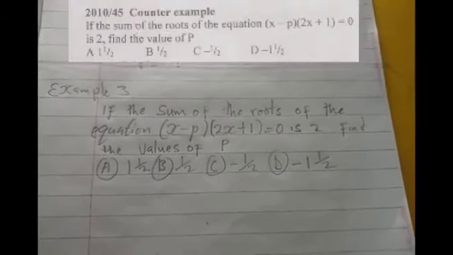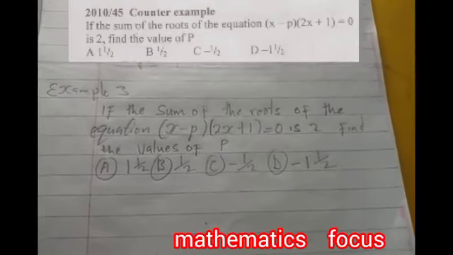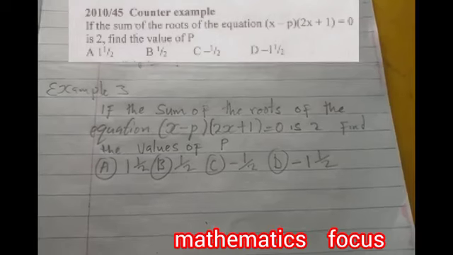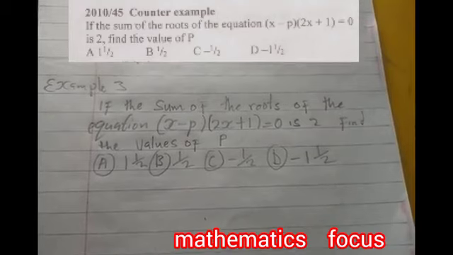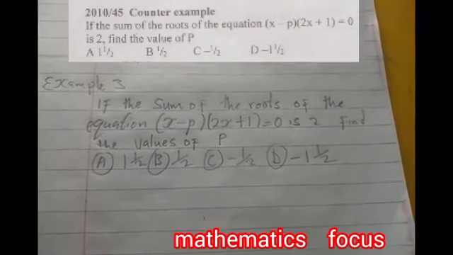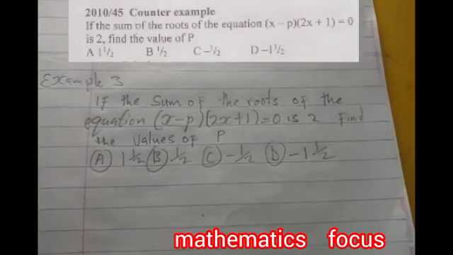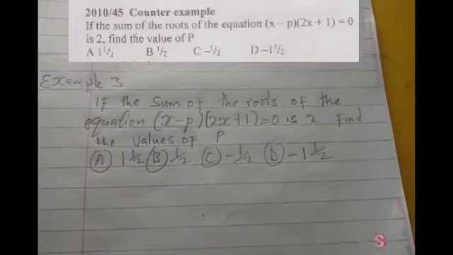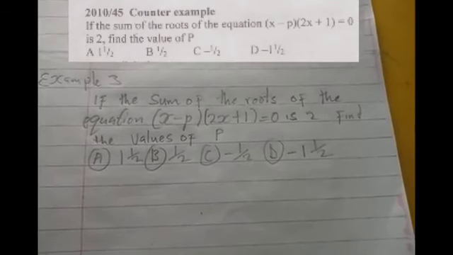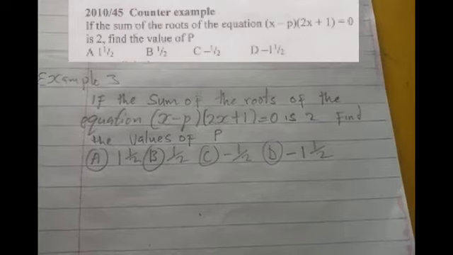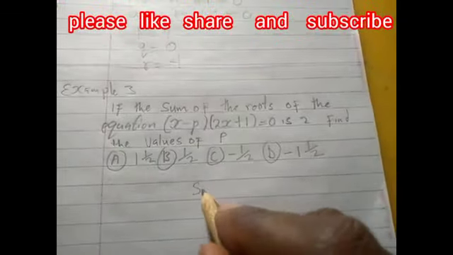So we take this example. If the sum of the roots of the equation (x - p)(2x + 1) = 0 is 2, find the value of p. Option A, 1 whole number 1 over 2. Option B, 1 over 2. Option C, minus 1 over 2. Option D, minus 1 whole number 1 over 2. So now let's begin. Solution.